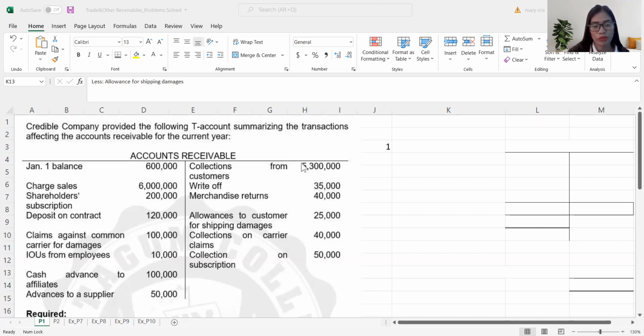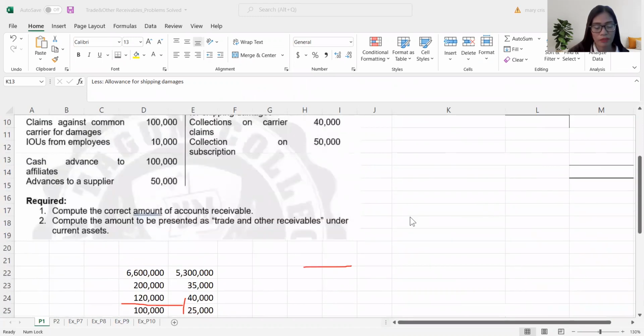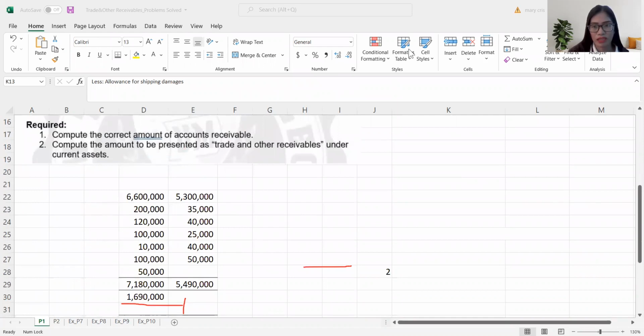So what we have to do is first compute muna the accounts receivable balance per records of Credible. We'll just add muna all the debits and all the credits, para makuha natin ang ating unadjusted balance o yung balance per ledger ni Credible Company. If you're going to add all of this, the total debits will be 7,180,000.